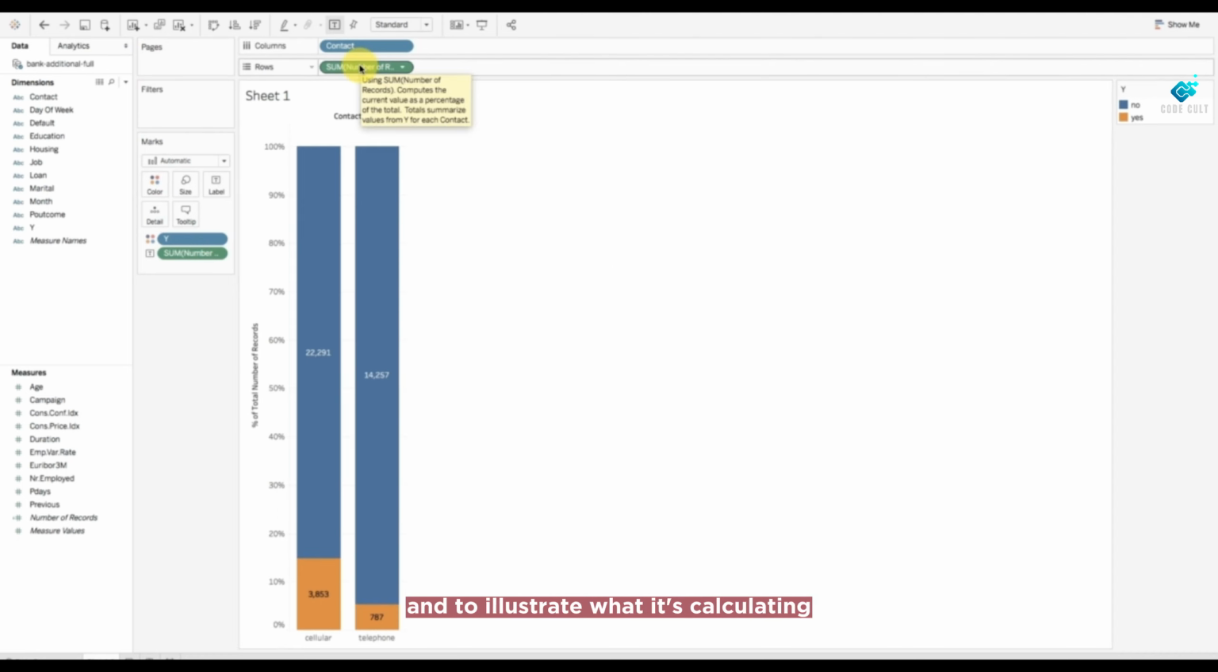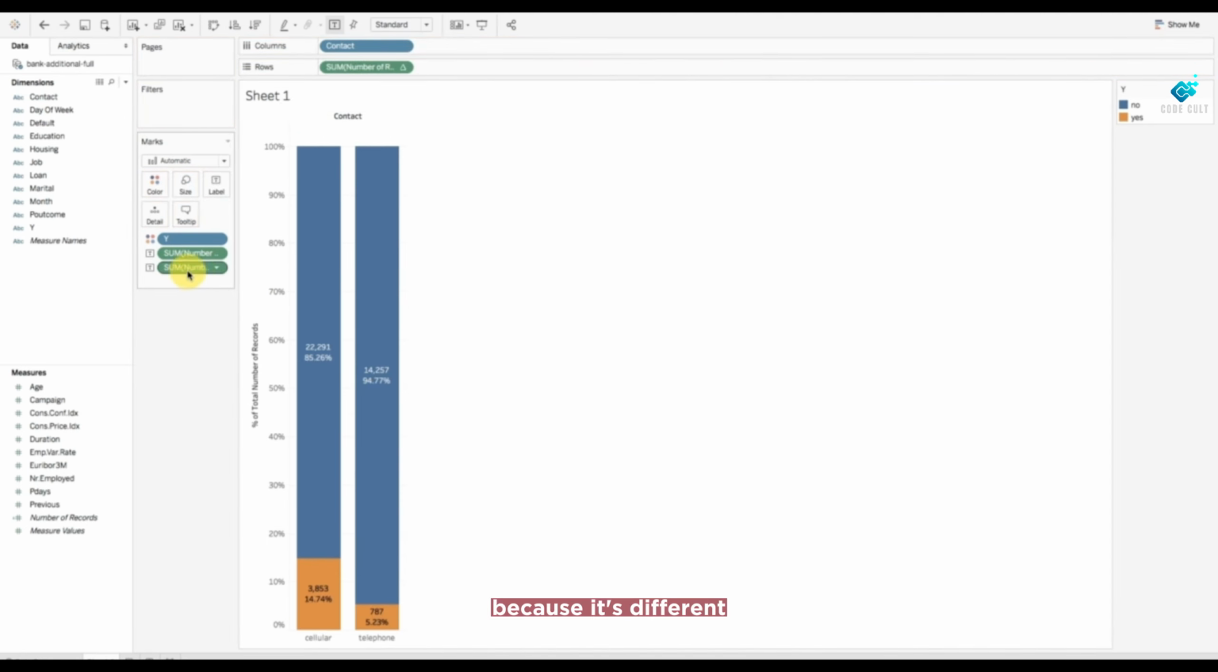And to illustrate what it's calculating, we're going to take this again and move it to label, holding down command or control. So we're copying it into here. And this time it's going to add another label because it's different, because we've already made modifications. So this one is the one without modifications. That's the absolute value. This is the percentage.